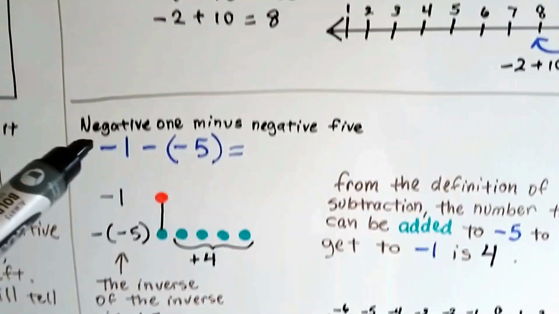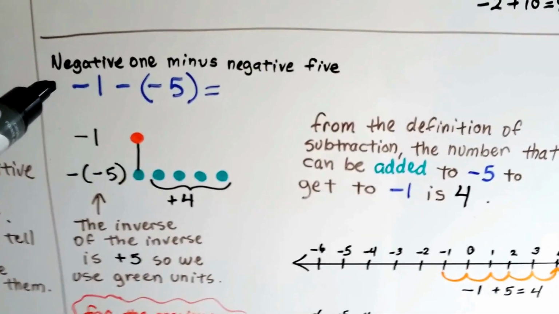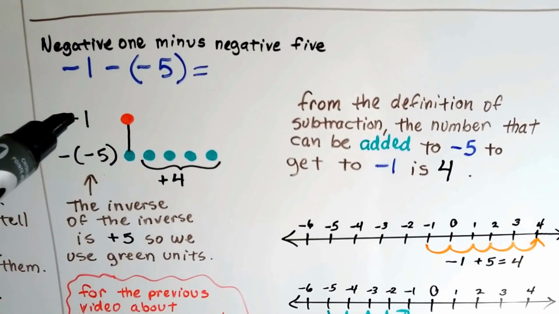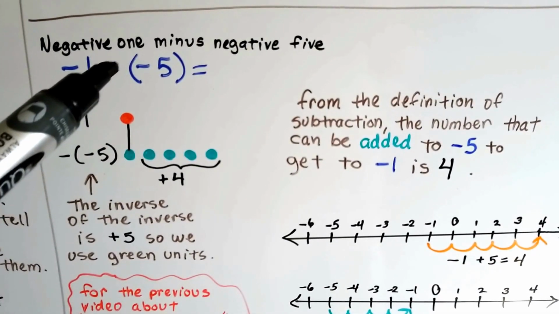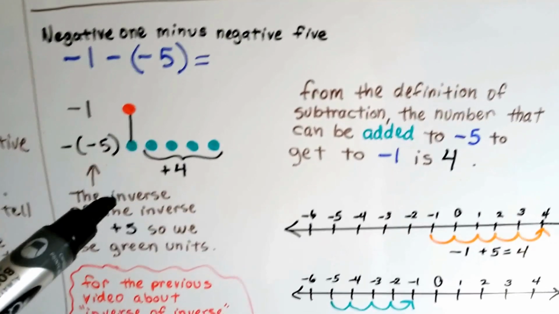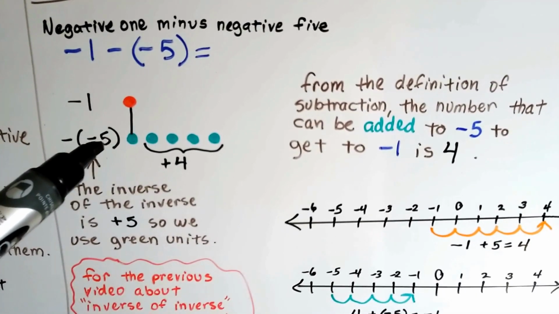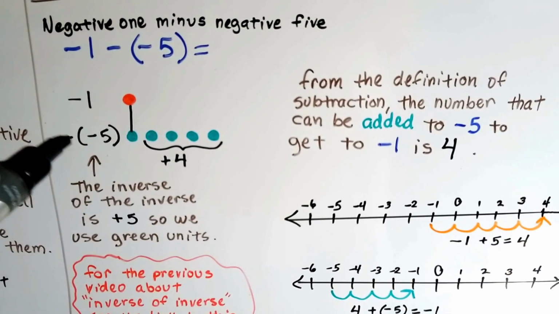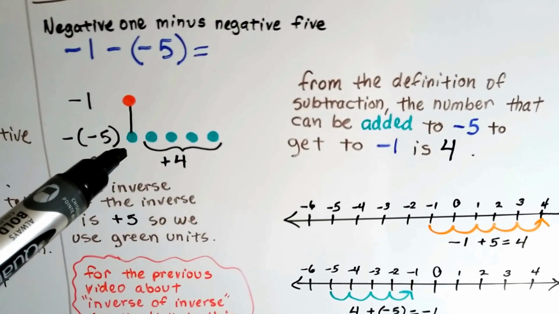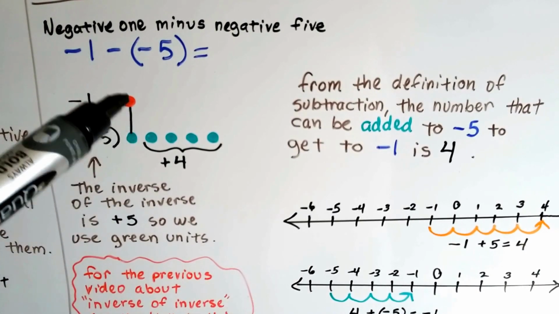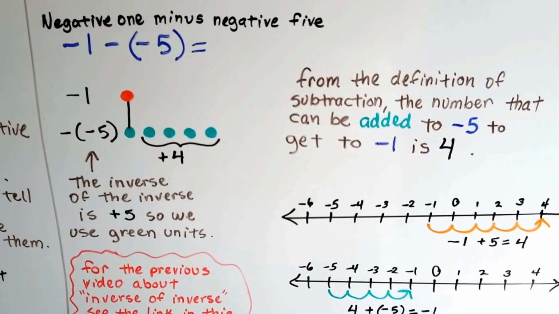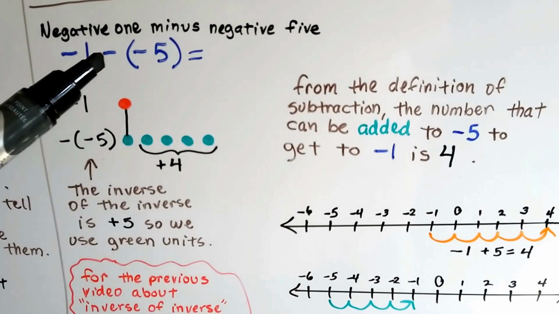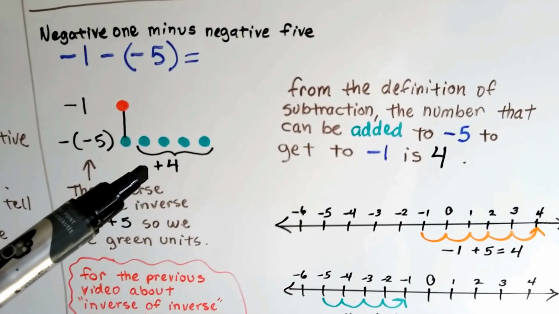And this one says negative 1 minus negative 5. So we have one red dot as a negative 1, and because this is the inverse of negative 5, we've got a positive. See? So we put positive green ones for this. We have 2 negatives. That's a positive. It's the double negative. We match these 2 together, and we end up with 4 positive green ones left over. So the answer is 4. Negative 1 minus negative 5 is a positive 4.